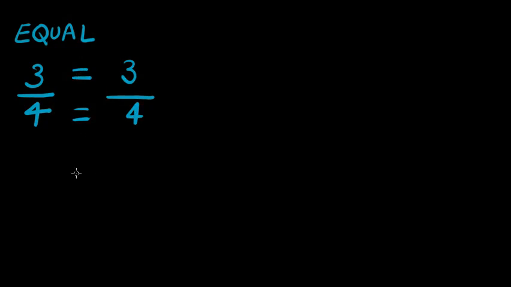So now I can take any fraction. I just duplicate that fraction. Like I have 5 upon 6 here. I just duplicate it and I get 5 upon 6 over here. And these two are equal fractions.